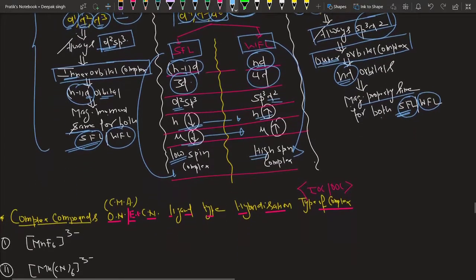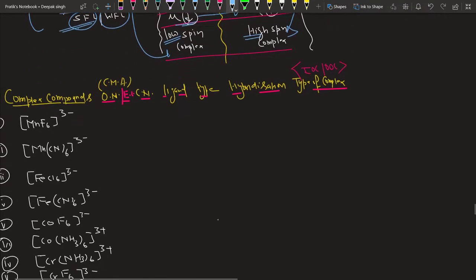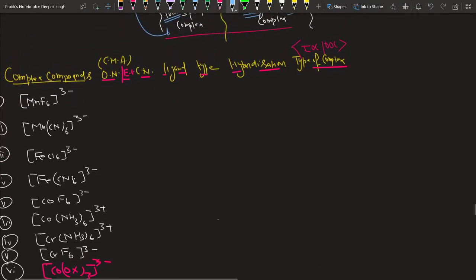For example, I have given the list of these MCQs and the type of questions that they ask. These are the following complexes, students, and for these complexes we all have to solve these questions. So the first one, I am just trying to solve it for you. For the complex which is given, they are asking the oxidation number of the metal, electronic configuration, coordination number, ligands, its type, hybridization, and the type of the complex.